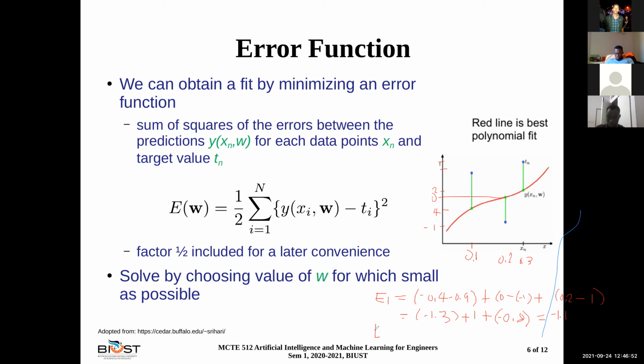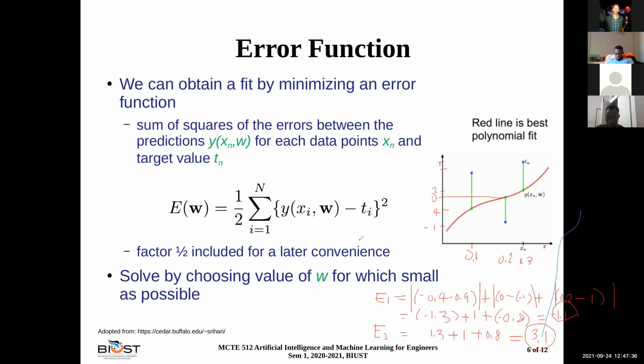Even if you square it and take the square root, or let's just say take the absolute value so that it's easier. Now you have 1.3 plus 1 plus 0.8. That's the real value of the error. So 2.3 plus 0.8 is 3.1. A big difference from negative 1.1. So that's why we take the absolute value.